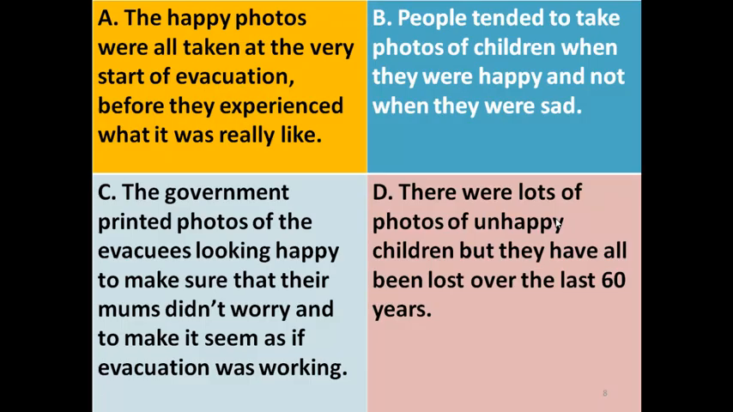Now, have a choose. You've got A, B, C, or D. You're going to read them. You can pause the video and read them, and then you're going to choose which of these is the explanation why there are so many of these types of photos and posters.